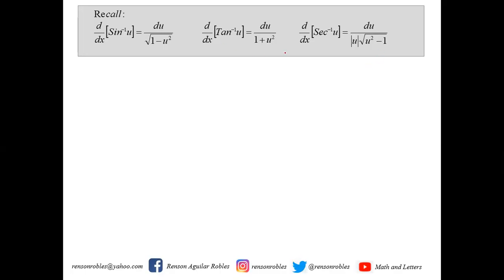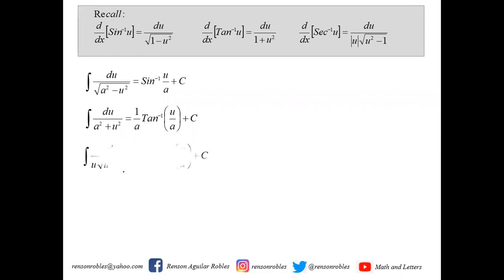And from this relationship, we can now see that the integral of du over the square root of a squared minus u squared is equal to arc sine of u over a plus c. And we have the integral of du over a squared plus u squared, or you can write this also as u squared plus a squared, and that is equal to 1 over a arc tangent u over a plus c. And finally, we have the integral of du over u times the square root of u squared minus a squared, that is equal to 1 over a arc secant u over a plus c.